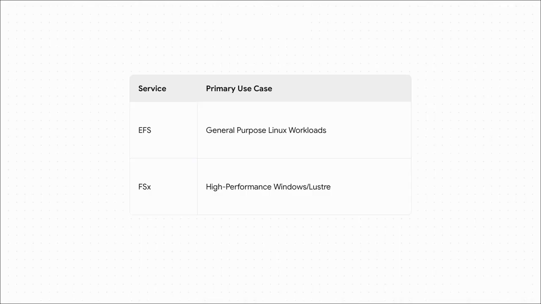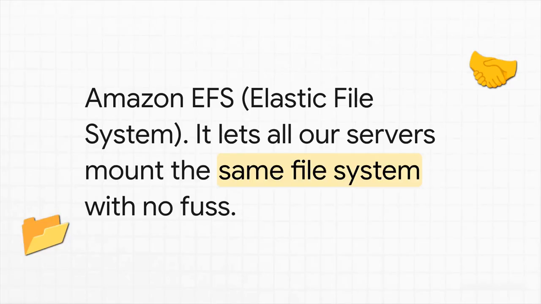Now, in AWS, we've got a couple of main options here: EFS and FSx. FSx is amazing for really high-performance stuff or specific Windows workloads. But for our little Snapstream app, which is a pretty standard web application running on Linux, the choice is actually a lot more straightforward. So we're going to go with Amazon EFS, the Elastic File System. It's simple, it's fully managed, and it lets all of our servers hook into the same file system without any headaches. And just like that, our third and final storage decision is made.